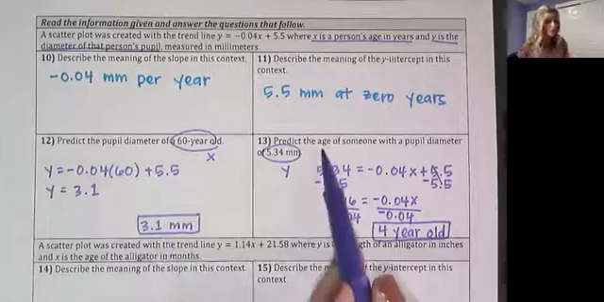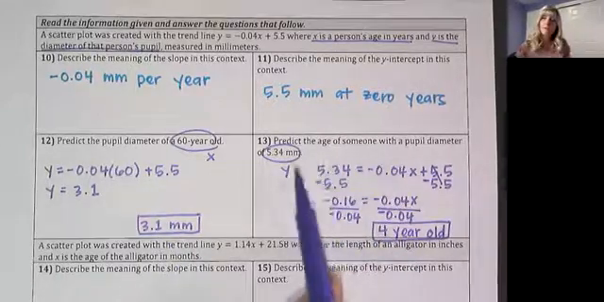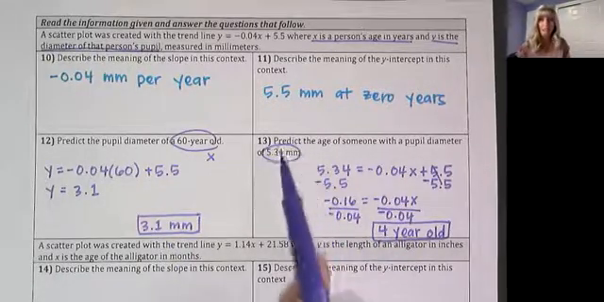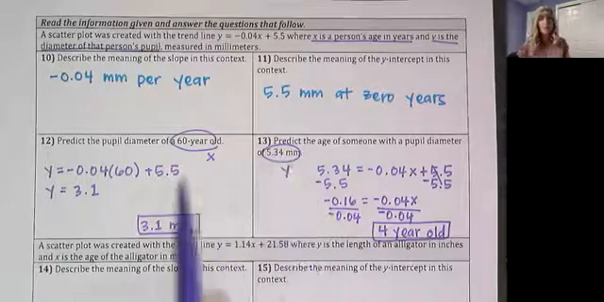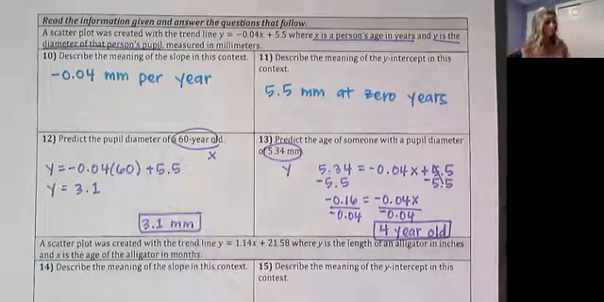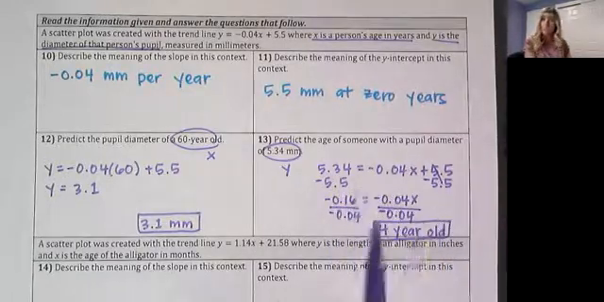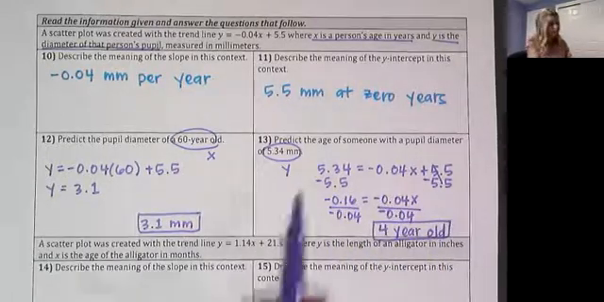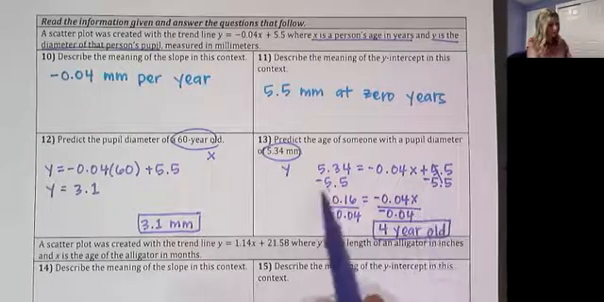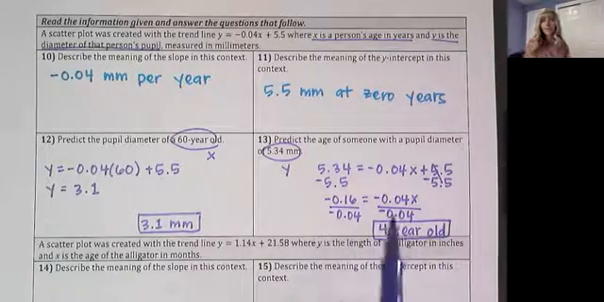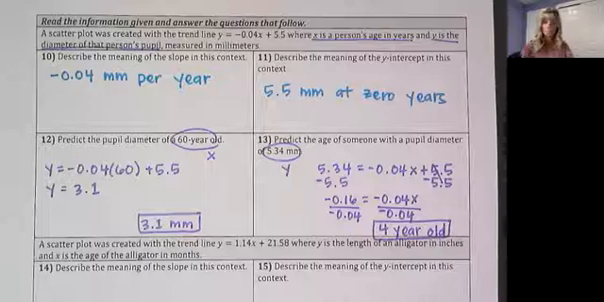Predict the age of someone with a pupil diameter of 5.34. That's diameter, that's Y. When they give me X, I can just plug it in and evaluate. When they give me Y, I have to use inverse operations and solve it. So when I did the inverse operations, minus 5.5 divided by negative 0.04, 4-year-old. All right, let's read the next one and try the next one.